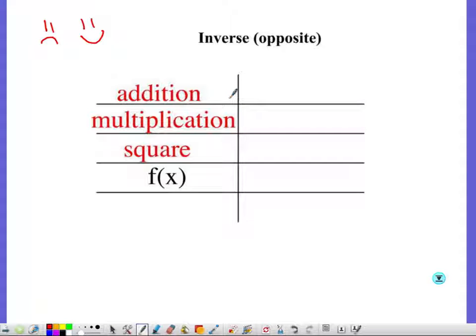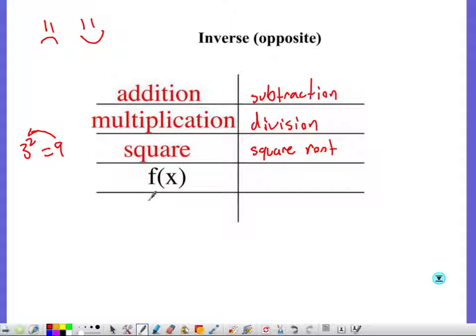Same thing in mathematics. There's always an opposite of something in mathematics. Well, maybe not always, but usually there always is. So the opposite of addition is subtraction. The opposite of multiplication is division. Now remember this, if we square something, such as 3 squared, we get 9. How do we go back from 9 to 3? Well, we take the square root.